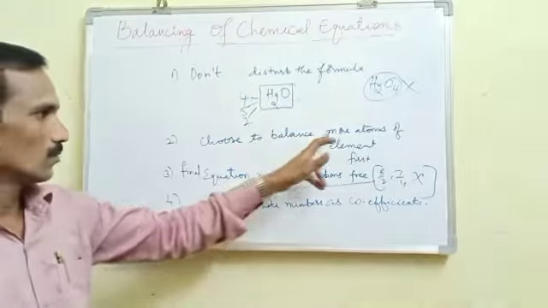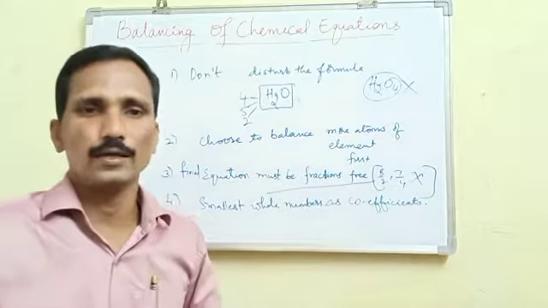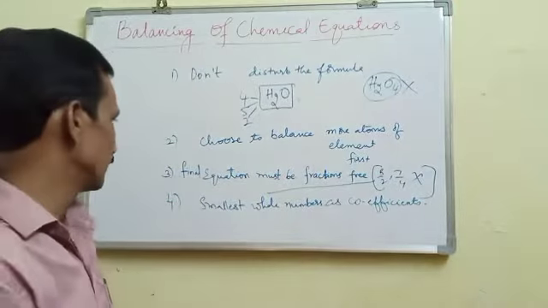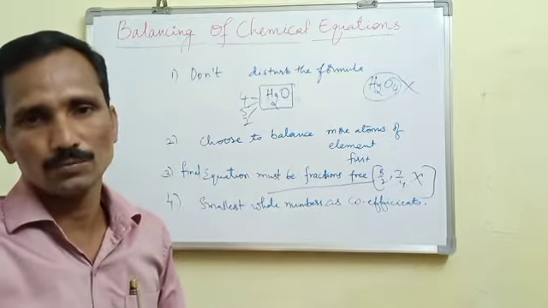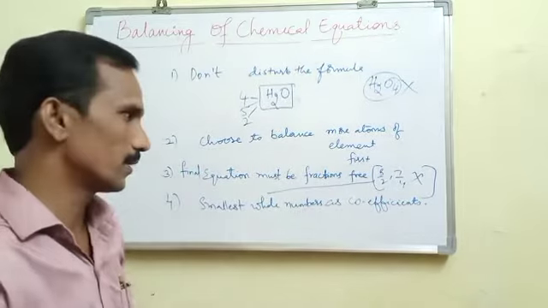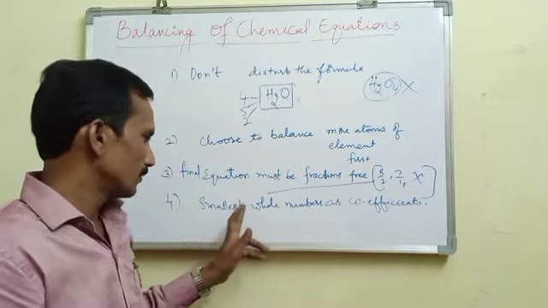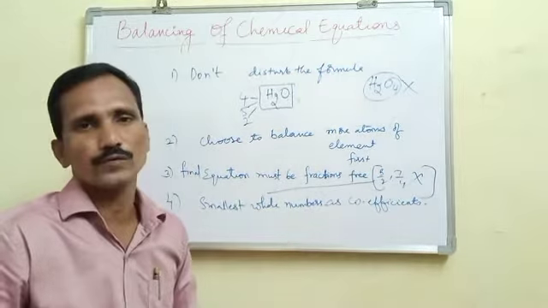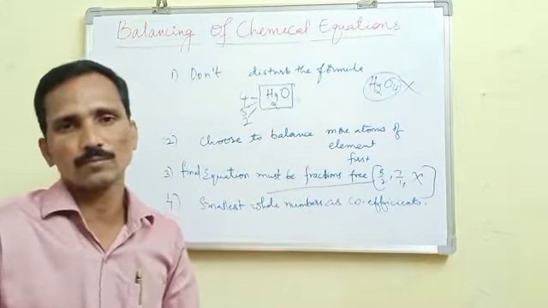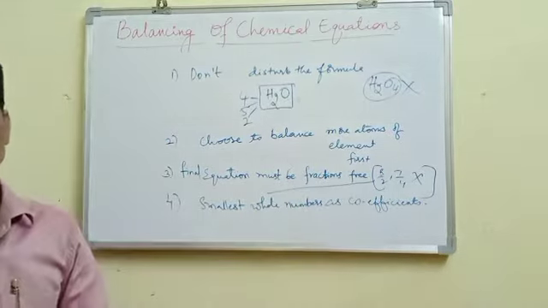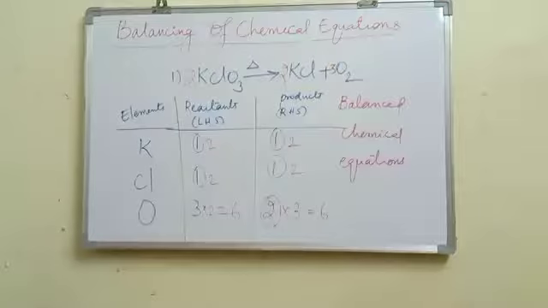Choose to balance the element with more atoms first. The atoms of the element with the larger count should be balanced first. The final equation must be fraction-free. There should be no fractions in the final equation like 1 by 2, 7 by 4. And the final equation must have the smallest whole numbers as coefficients. These are the points to remember. First we have to balance the element with more atoms.